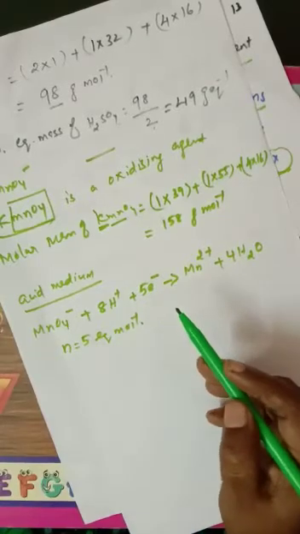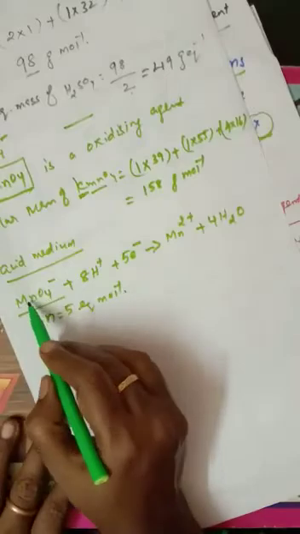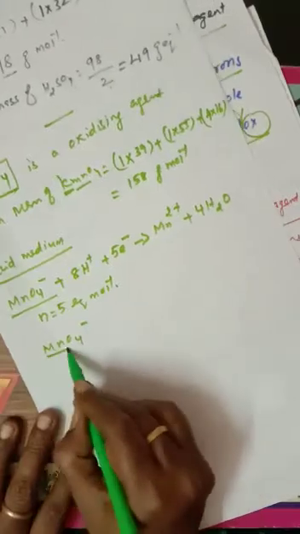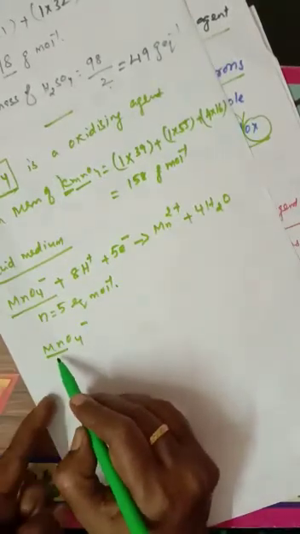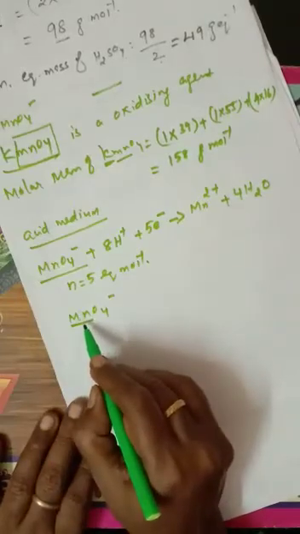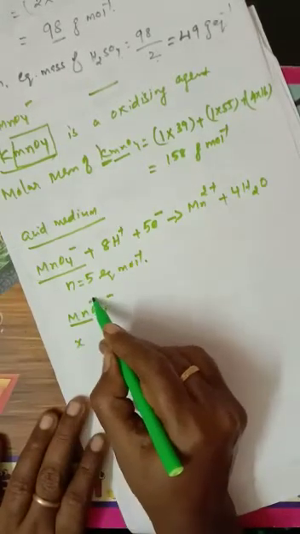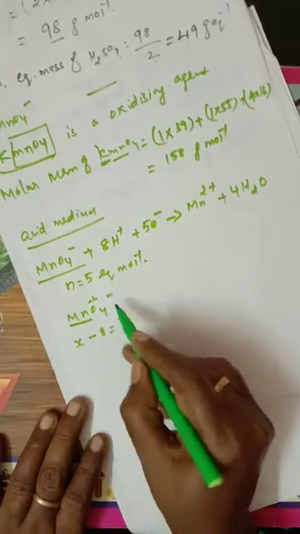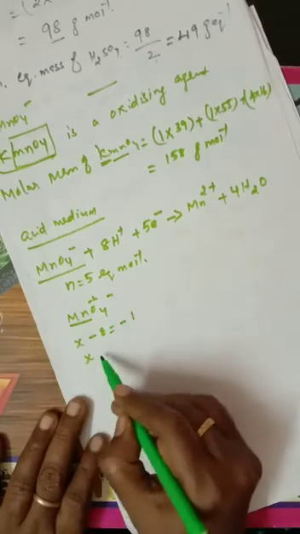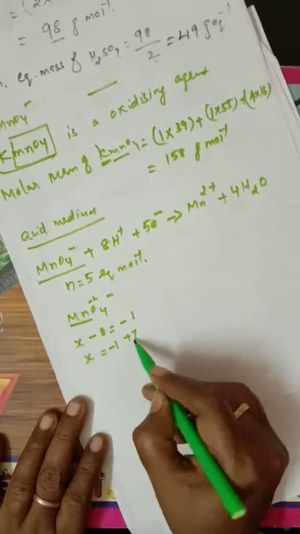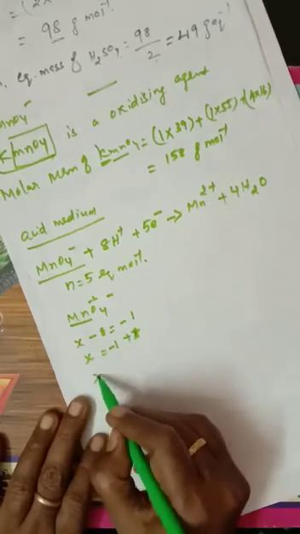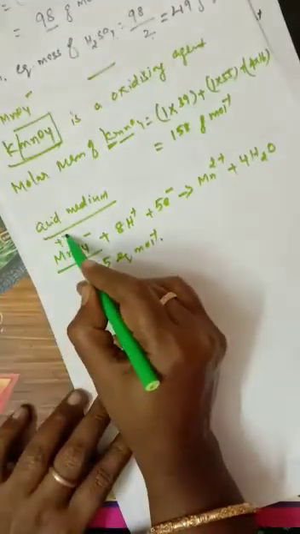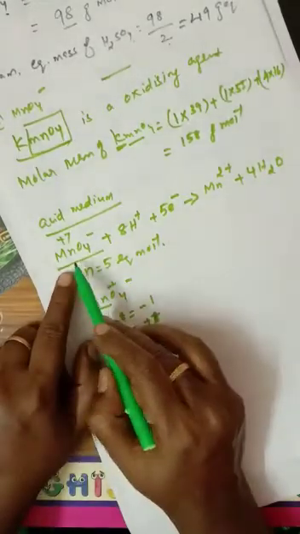Before that, we have to calculate the oxidation number of Mn in MnO4 minus. What will be the oxidation number? We don't know, so we find the oxidation number of Mn by considering it as X. Oxygen is minus 2 oxidation number, so 4 twos are 8, minus 8. The charge is minus 1, so X minus 8 equals minus 1, giving X equal to 7. So the oxidation number of manganese is plus 7.